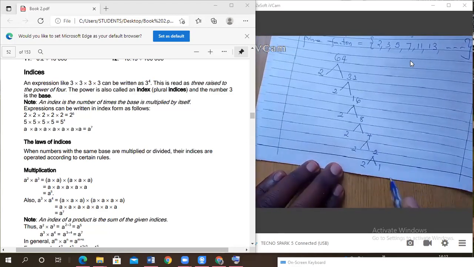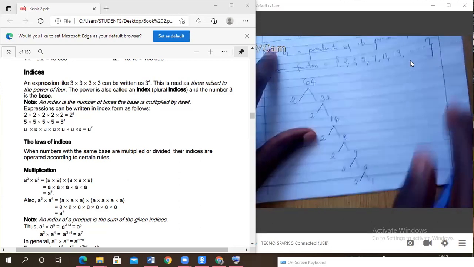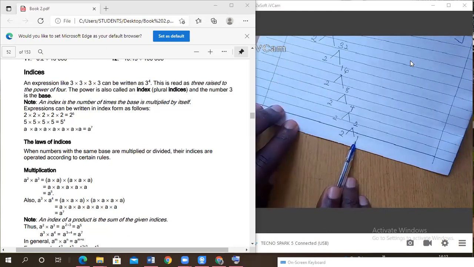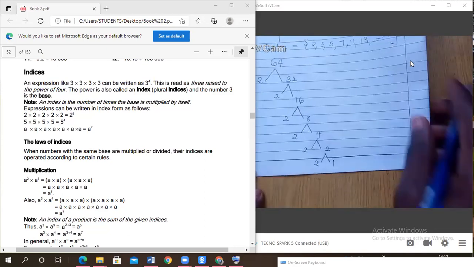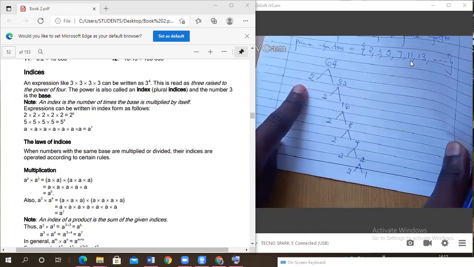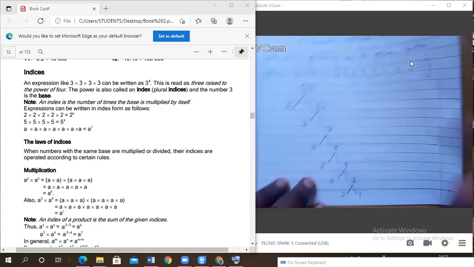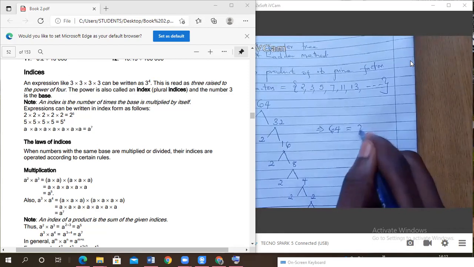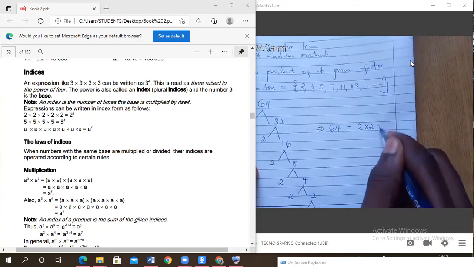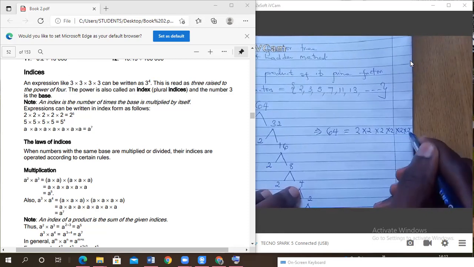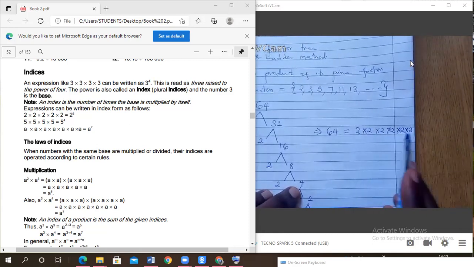You continue dividing until the number cannot be divided anymore, until you reach a factor of 1. So you can now see that a factor, which is 2, is repeating itself. Don't you see that? 2 is repeating itself how many times? 1, 2. So it implies that 64 is equal to 2 times 2 times 2 times 2 times 2 times 2. 1, 2, 3, 4, 5, 6.